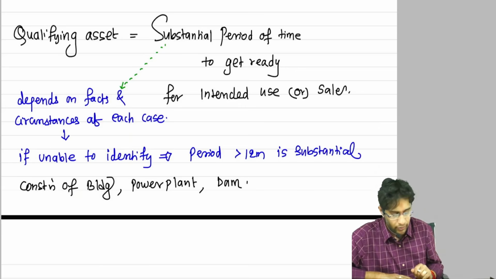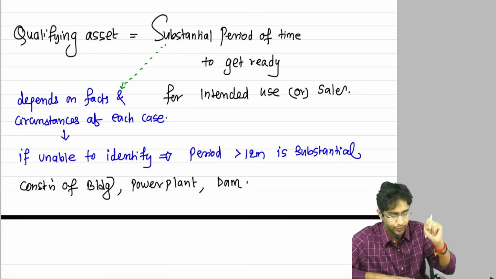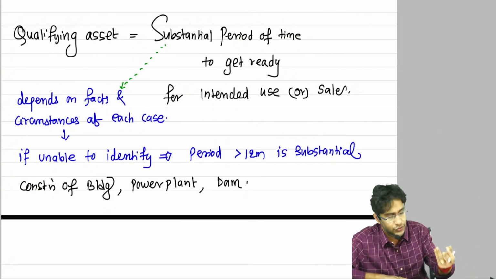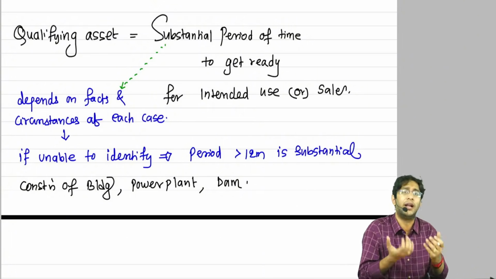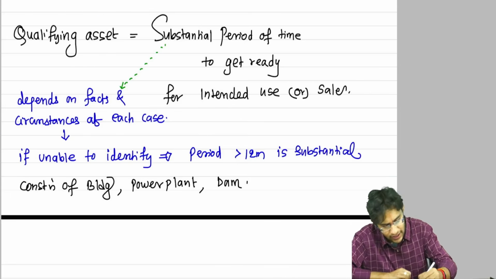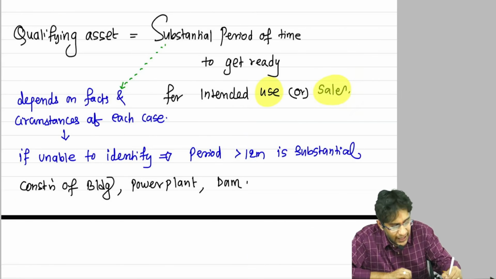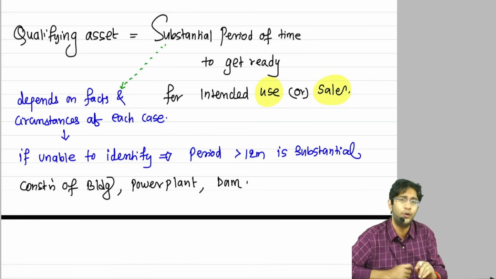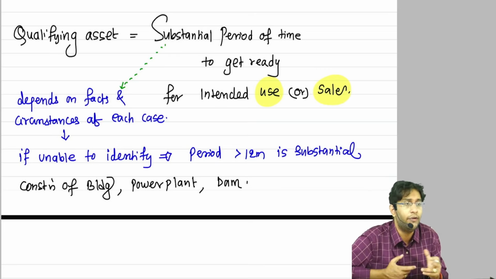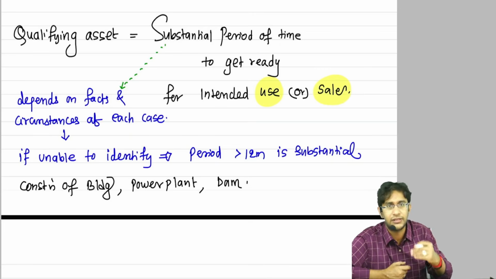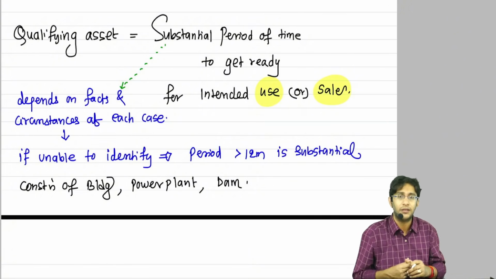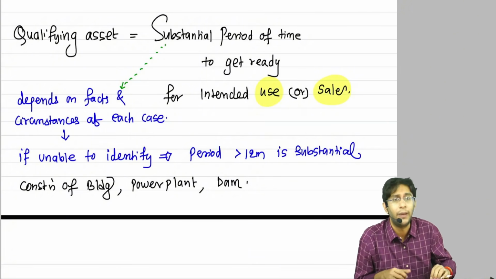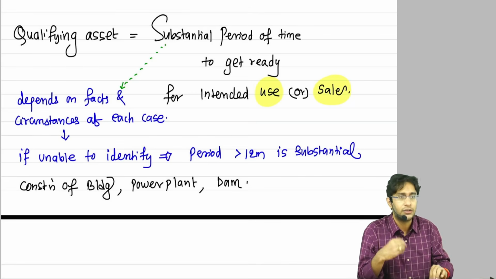Now you may ask, sir, a building you will construct and you will use. A power plant you will construct and you will use. A dam you will construct and you will use. All these are assets which are held for usage. But the definition says not only usage purposes, even sale purposes are also covered. Which asset do we sell? Inventory. The asset which is held for sale in the ordinary course of business is inventory. That means inventory also is a qualifying asset, sir? Maybe, if it is taking a substantial period of time.